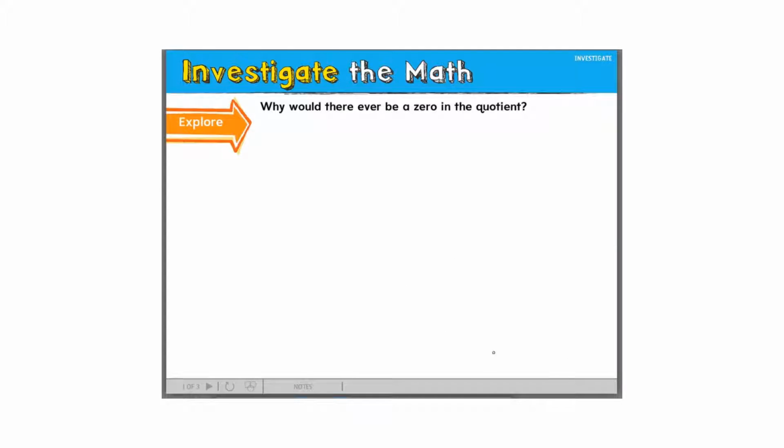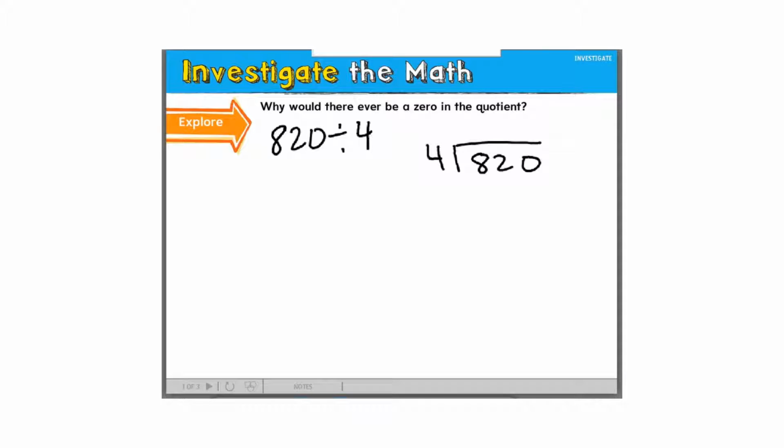So let's try this next example. You do not need to draw a picture on this one. 820 divided by 4. Try it by yourself in your notes. You don't have to draw a picture. Just do the standard algorithm. The only reason I showed you the picture was to illustrate exactly what we were doing.